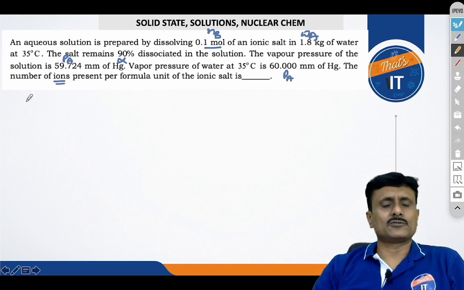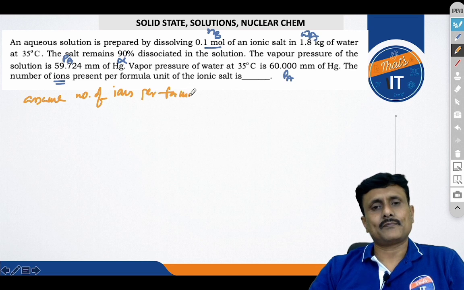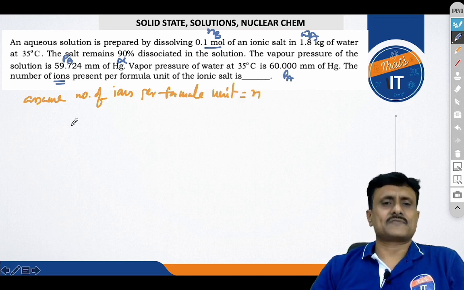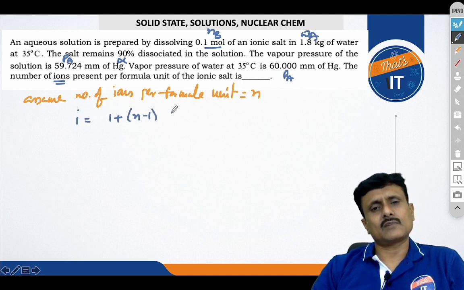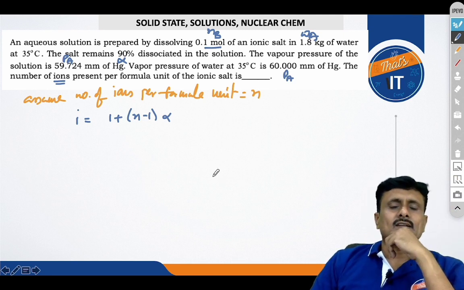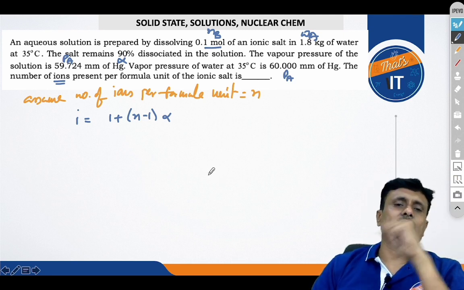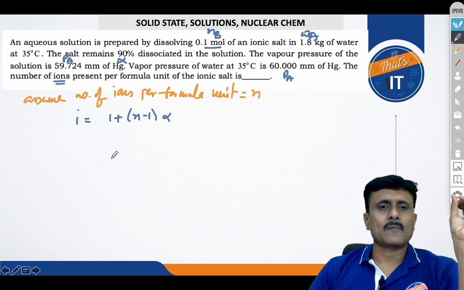You know that if I assume the number of ions per formula unit equal to some n, you have studied the Van 't Hoff factor equal to what? 1 plus n minus 1 into alpha. This we have derived long back. Alright, if you follow my videos, you will see how this derivation comes into picture, right? You can see that the alpha value is also given.